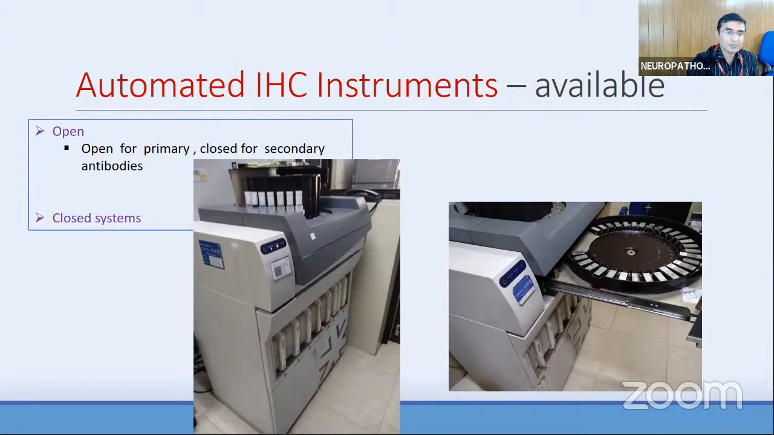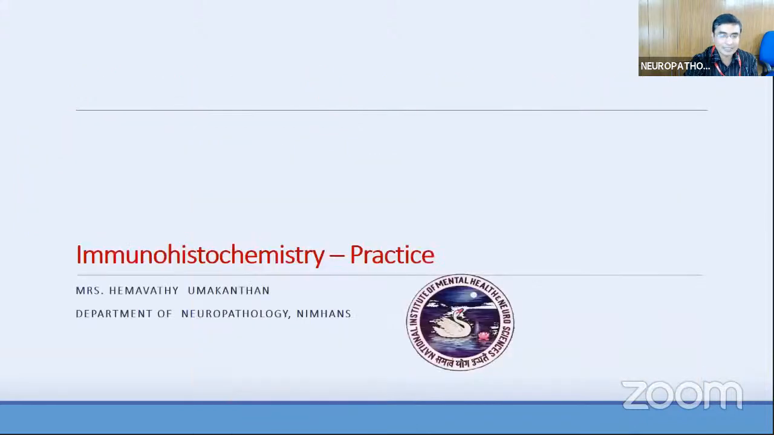But some of these instruments are closed for secondary antibodies, meaning you have to buy from the particular company which gives the equipment. Some of them are closed systems where you have to buy both primary and secondary from them. So you have to gauge your requirements and act accordingly, and the cost difference will also be there. So this is the end of the principle, and now I request Madam to discuss the practice of it, and after that we'll have the video demonstration. Over to Madam. Thank you.